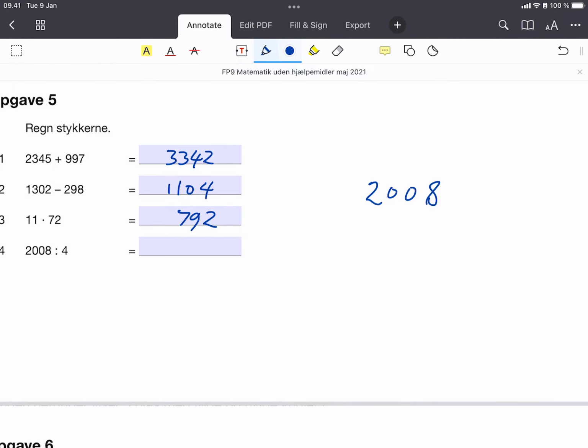2008 divided by 4. Okay, so 4 doesn't go into 2, so nothing. Carry the 2. 4 goes into 20 5 times with nothing left over. 4 goes into 0, no times. 4 goes into 8, 2 times. 502. And you might have spotted that it's quite easy to just halve 2008 and halve it again in your head to get divided by 4.